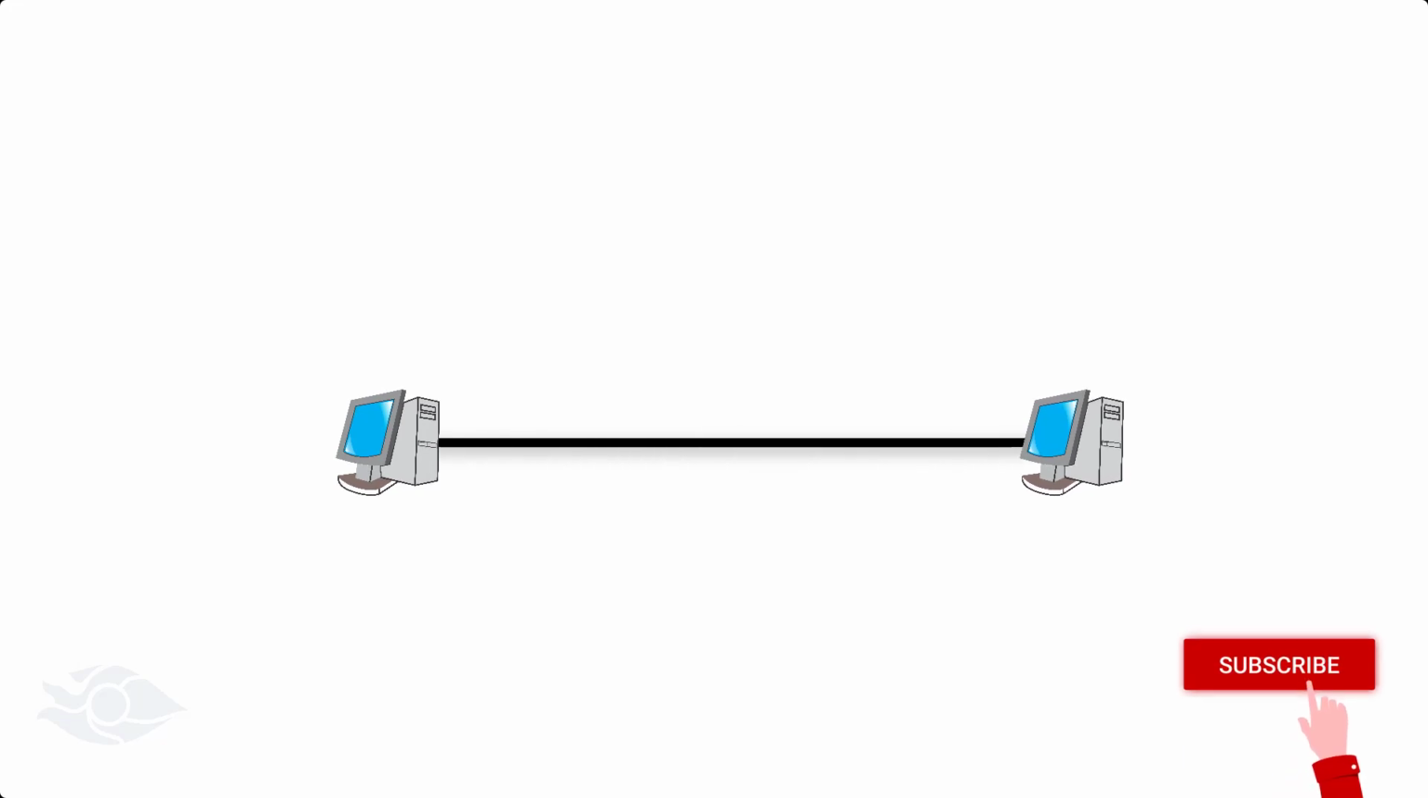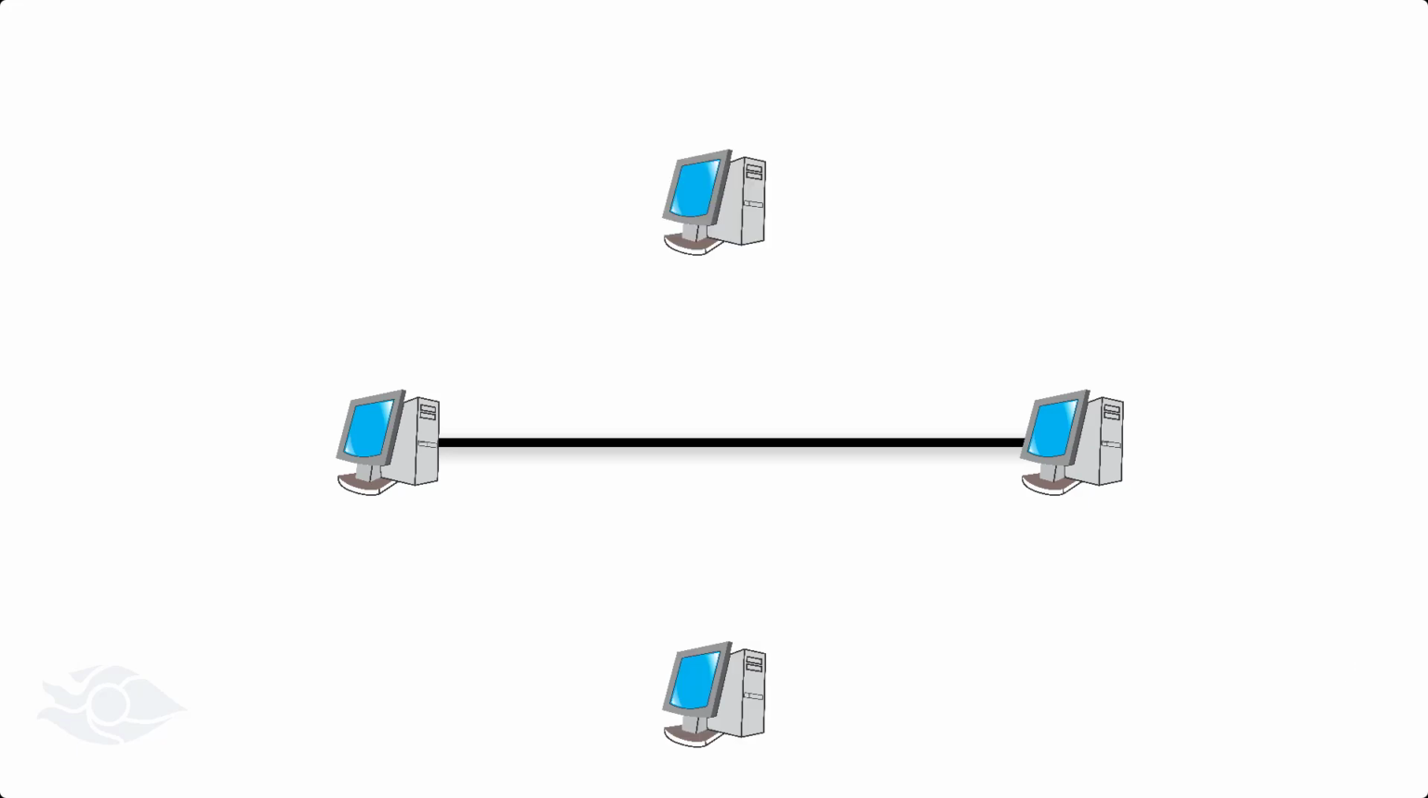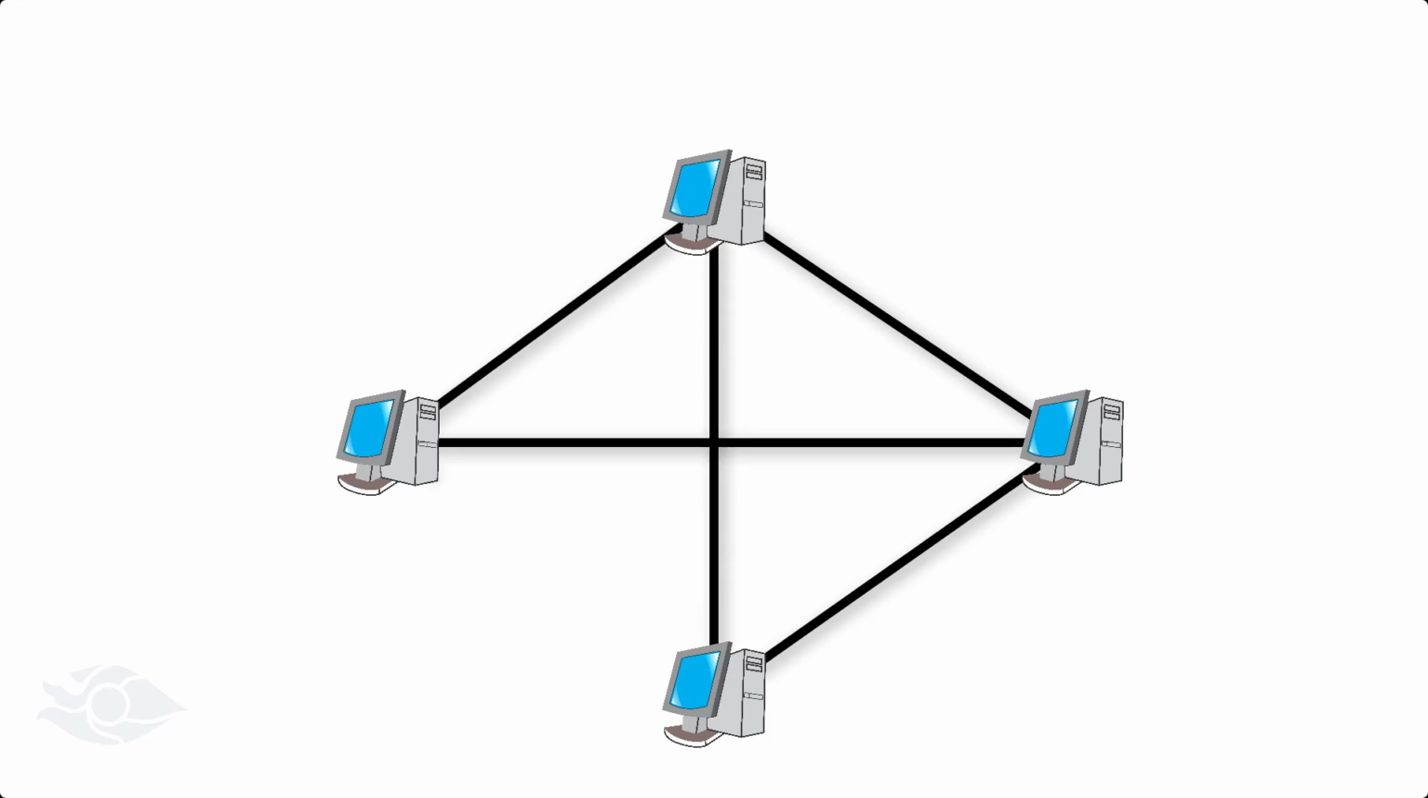Sometimes I wonder, does it always have to be only two end stations and one point-to-point connection? How can I expand the network to share data with more end stations?